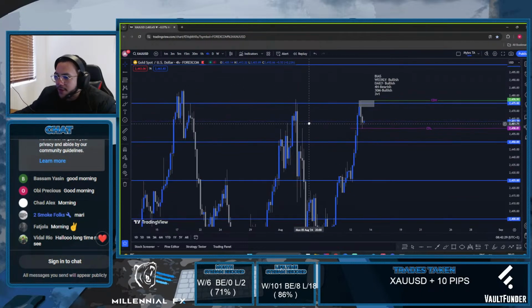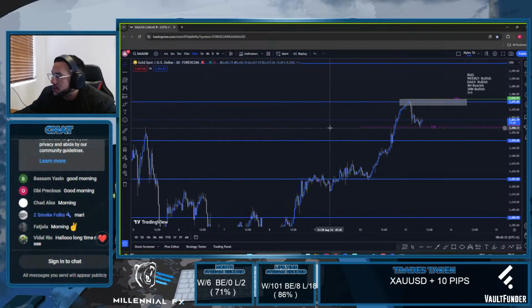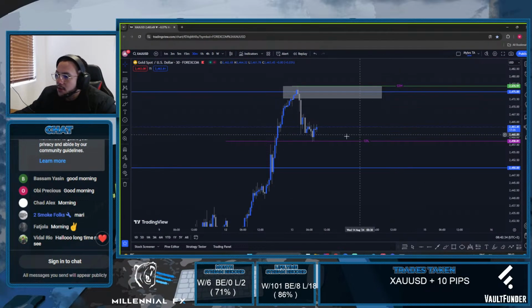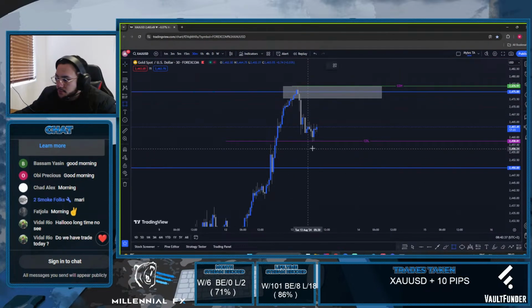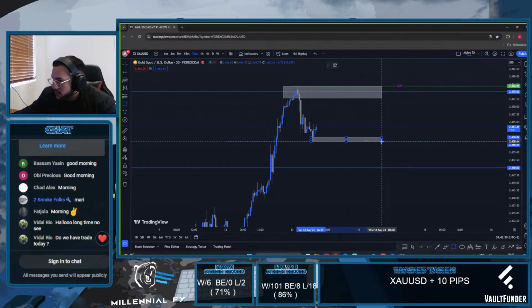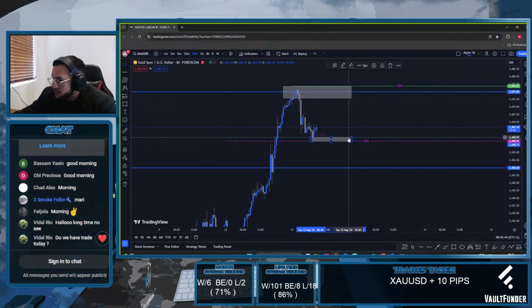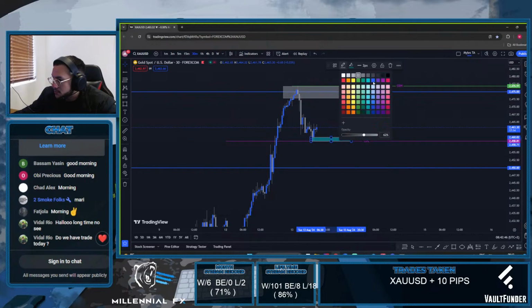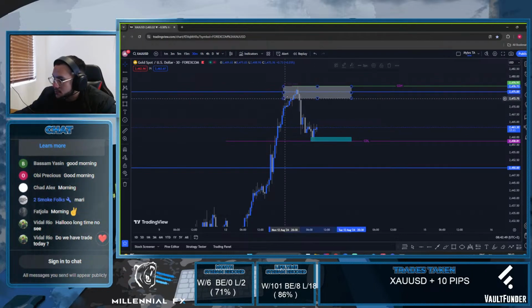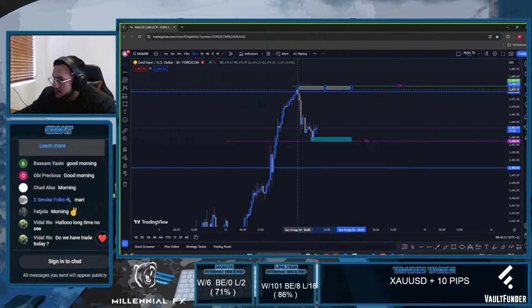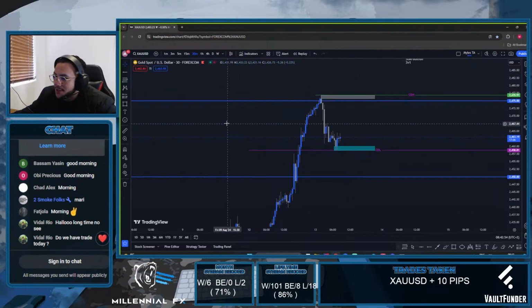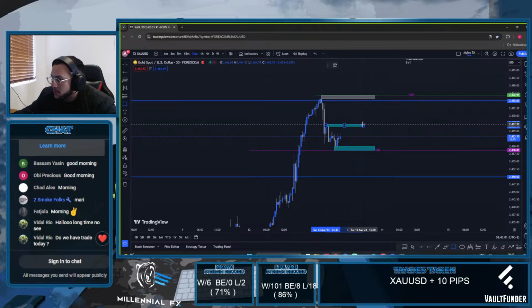So 4-hour, I'm quite happy with that. I'll come back to this as we start confluence building, but zone wise, I just want to get the 30-minute zones out. Pop it like that. So that's my 30-minute support level. 30-minute resistance. I'm going to pop over there.